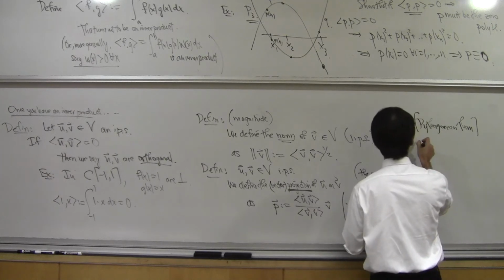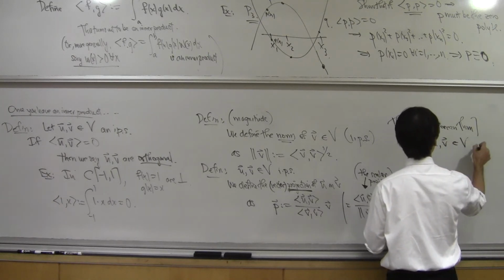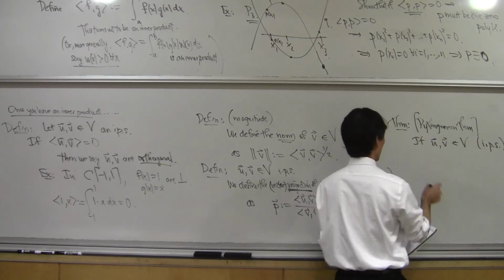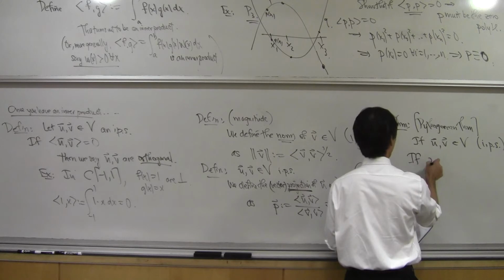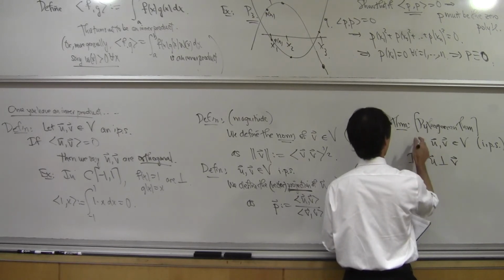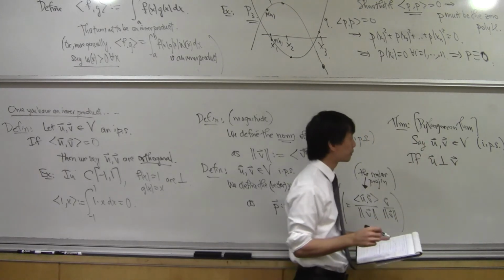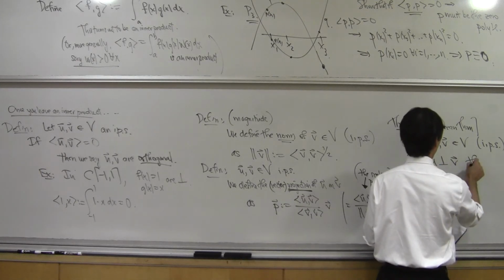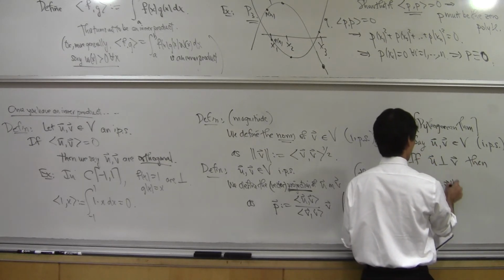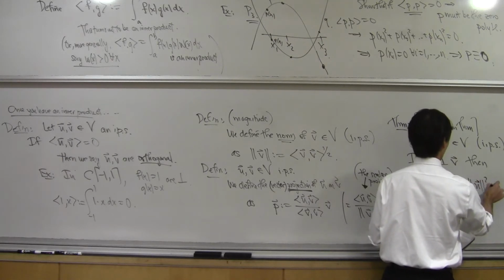So if U and V are in the inner product space V, if U and V are perpendicular to each other, then the magnitude of U plus V squared is going to be the magnitude of U squared plus the magnitude of V squared.